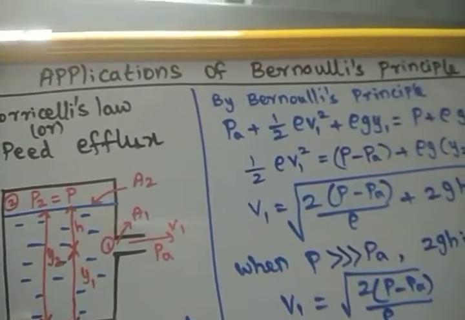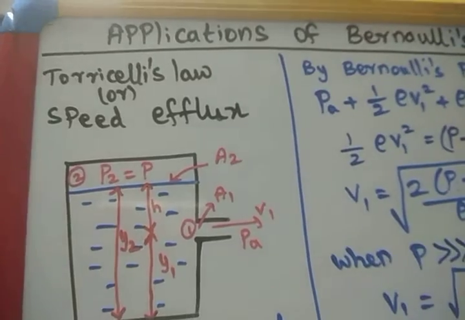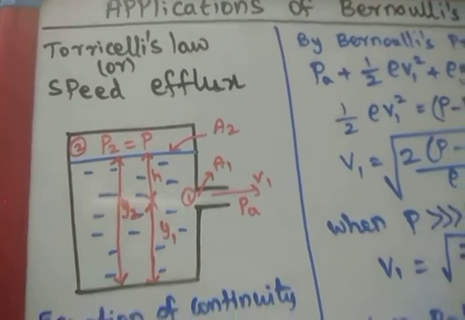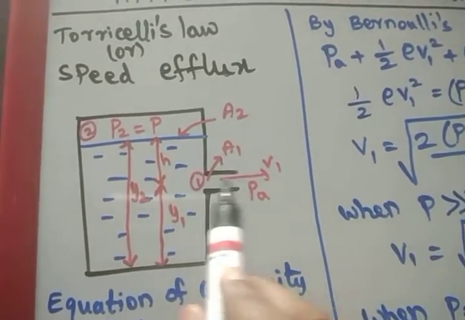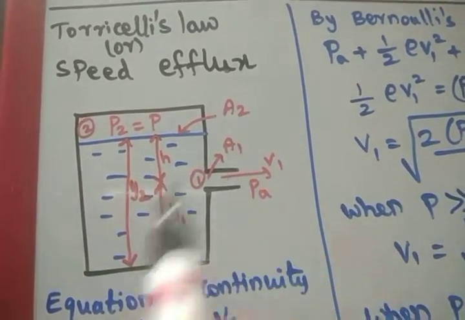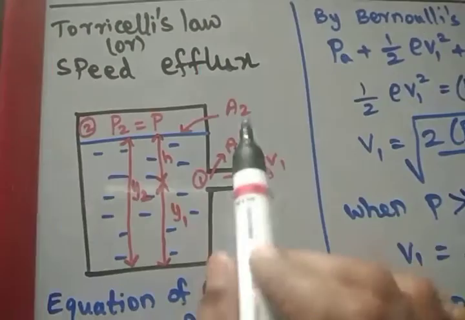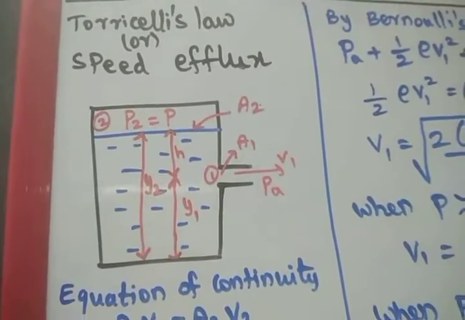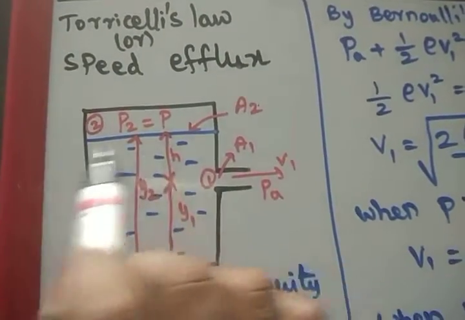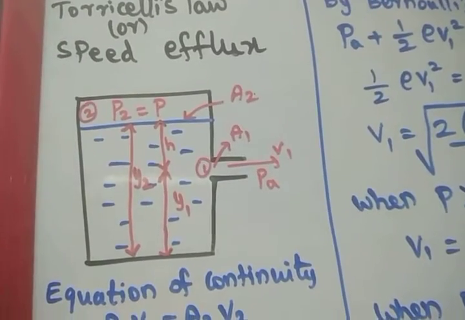Applications of Bernoulli's principle. The first application is Torricelli's law, or speed of efflux. Let us consider a container with a small opening of cross-sectional area A1. The container's cross-sectional area is A2. Here A2 is very much greater than A1, that is, the area of the container is very much greater than the area of the small opening.